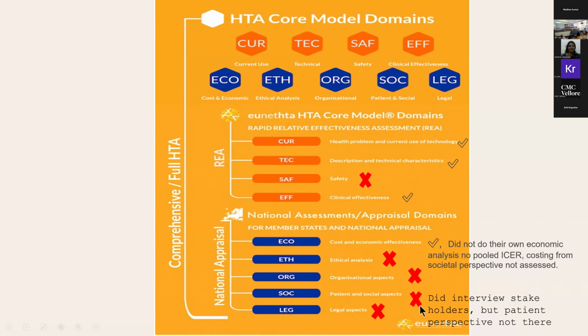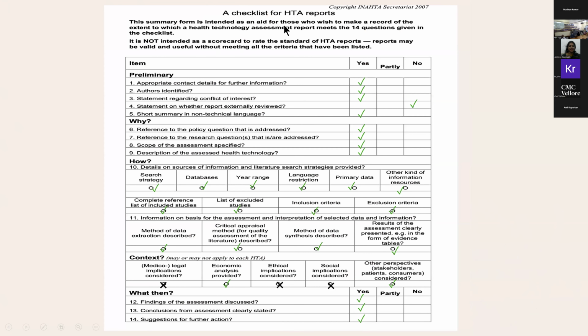Patient and societal perspective, they did do stakeholders, but the main thing, which is the patients, were not included, and legal aspects were not covered in this HTA. So this is actually called the international checklist for a HTA report. I'm not going to go through the whole thing, but they give you this final checklist. So whether they've done that. So list of all the authors identified, conflict of interest, summary in non-technical term. Yes, they do that. But what they don't do is they haven't got it externally reviewed.